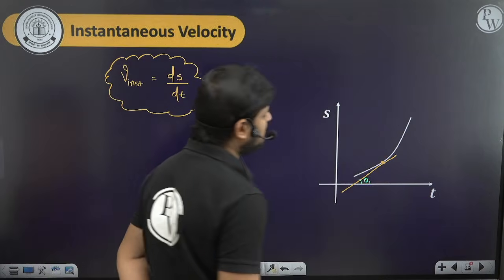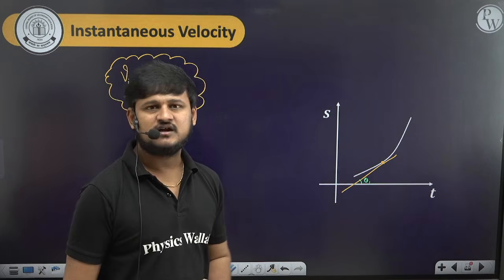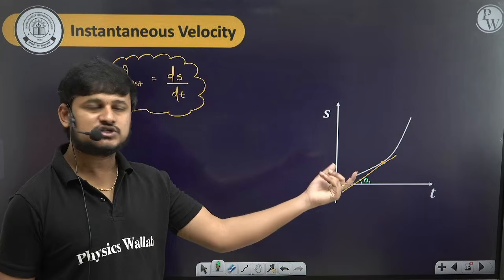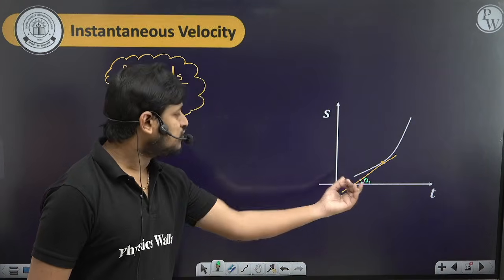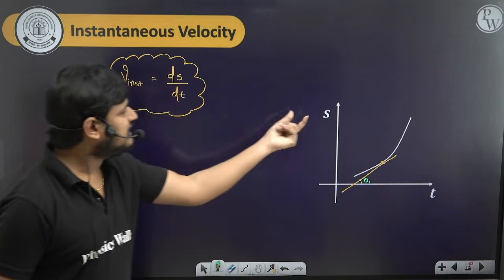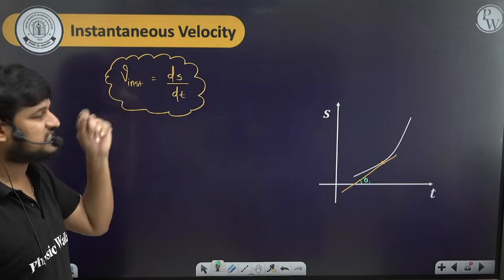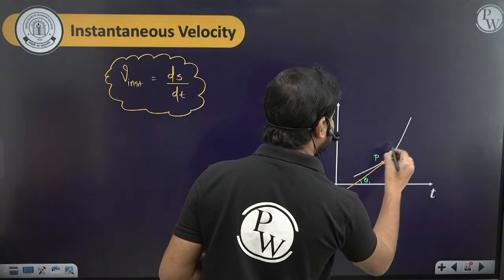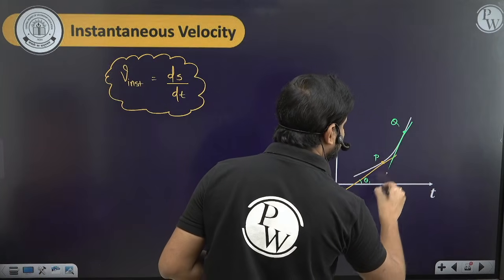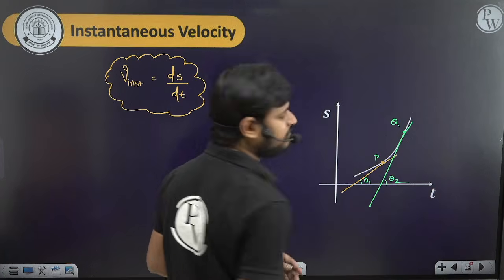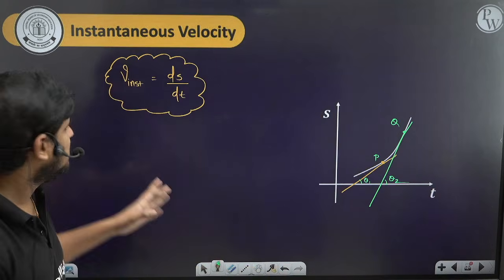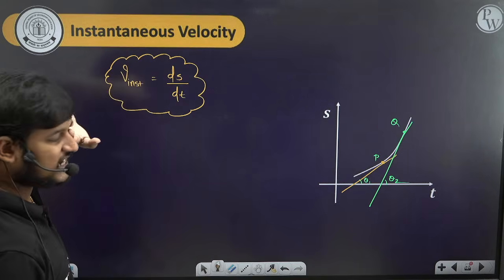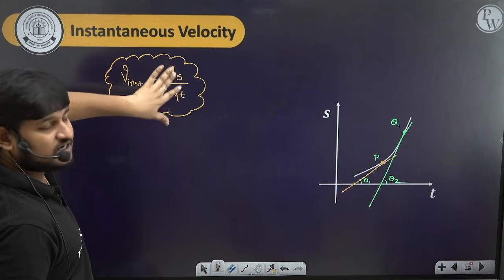How do we find the slope? Let this tangent make an angle θ1 with respect to the x-axis. Then the slope formula is tan theta, so m is equal to tan θ1. Slope is nothing but differentiation. That's why V instantaneous is ds by dt. That's it. If you want to find it at point P, let's suppose, and at this other point, this is theta 2. Understanding, guys?